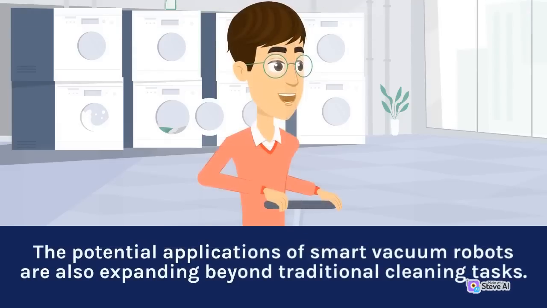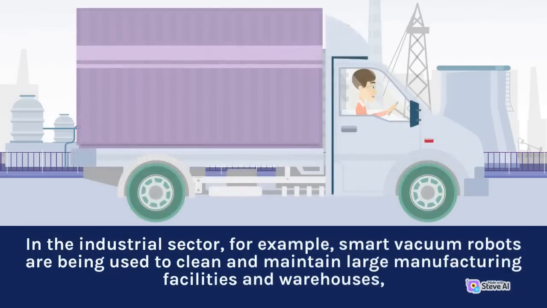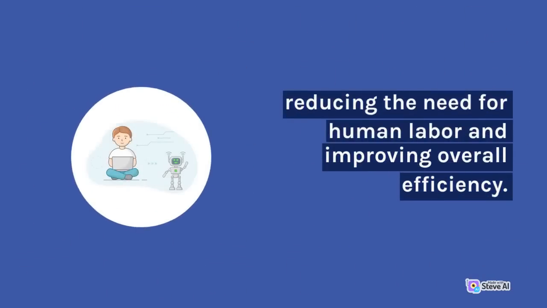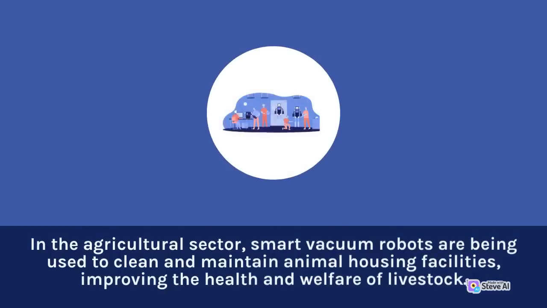The potential applications of smart vacuum robots are also expanding beyond traditional cleaning tasks. In the industrial sector, for example, smart vacuum robots are being used to clean and maintain large manufacturing facilities and warehouses, reducing the need for human labor and improving overall efficiency. In the agricultural sector, smart vacuum robots are being used to clean and maintain animal housing facilities, improving the health and welfare of livestock.